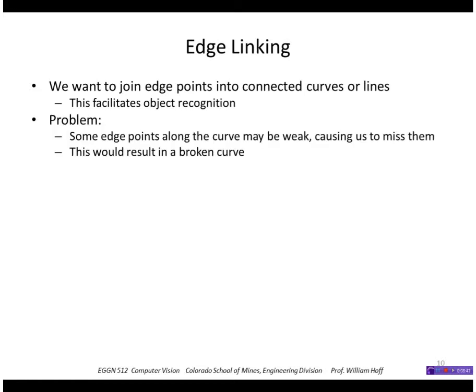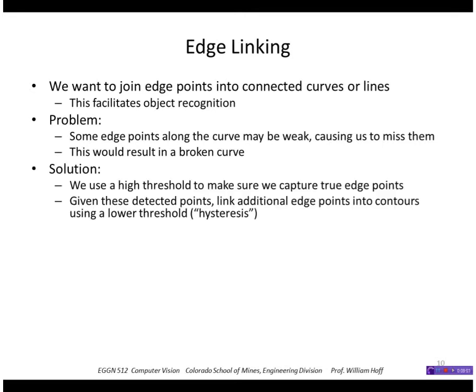But one thing you run into is that some edge points along a curve might be weak, causing us to miss them. If the contrast of the object against the background is less in some places than other places, for example, we wouldn't detect those edge points. And that would result in a broken curve. So a solution to this is to use a two-step approach. We first use a high threshold to make sure we capture the true edge points.